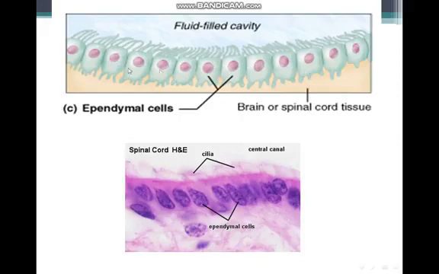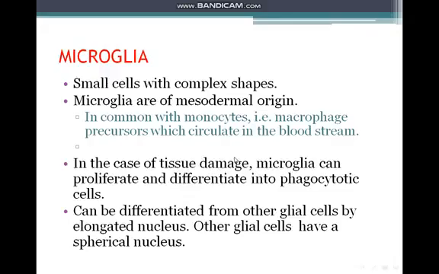So we have a single layer of cells, cuboidal to columnar, with free ciliary processes. Here we have a single layer of cells, and we have the cilia that project to the luminal surface.